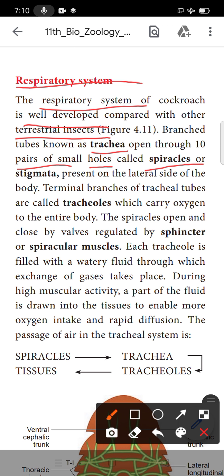spiracles. So cockroaches respire through spiracles.